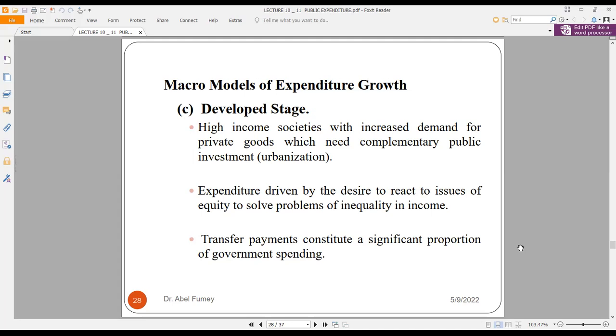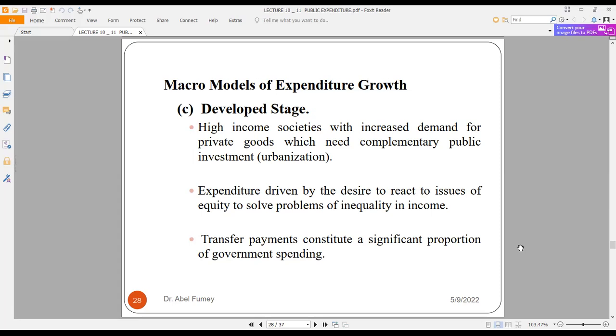Assuming we are now demanding a lot of goods, the goods are not only produced in one center and sold in another center. So the goods will have to be transported. We will need good roads. So as we are demanding more private goods, then we need those public goods as well.